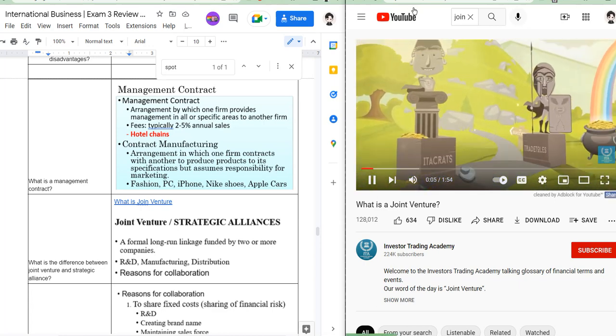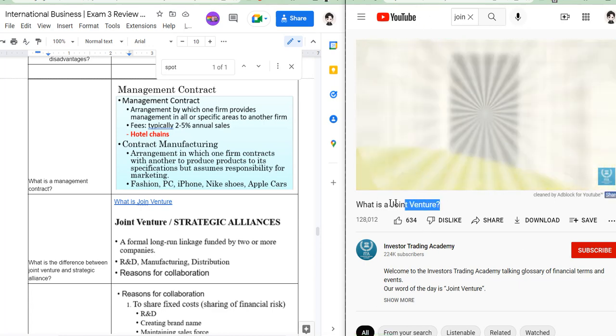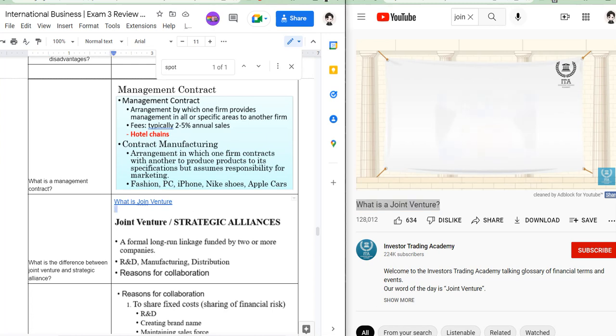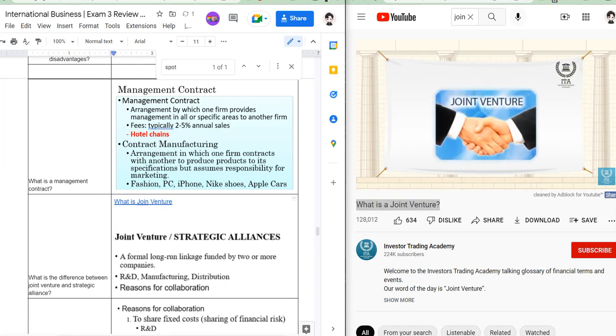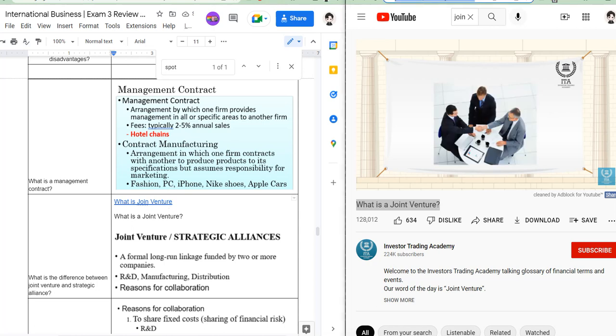Welcome to the Investors Trading Academy, talking glossary of financial terms and events. Our word of the day is joint venture. A joint venture, or JV, is a business agreement in which the parties agree to develop, for a finite time, a new entity and new assets by contributing equity. They exercise control over the enterprise and consequently share revenues, expenses, and assets.